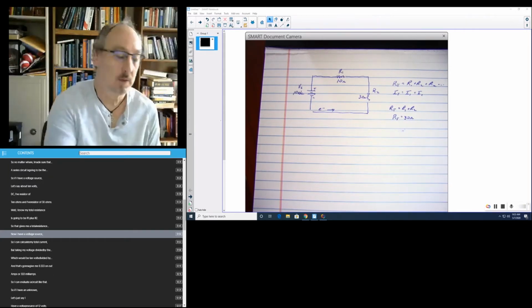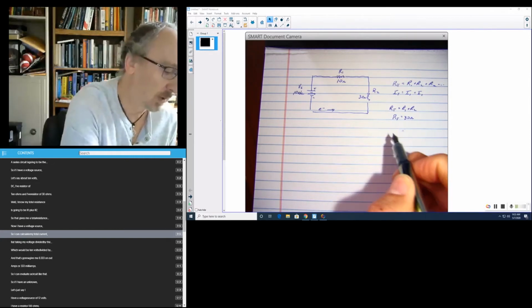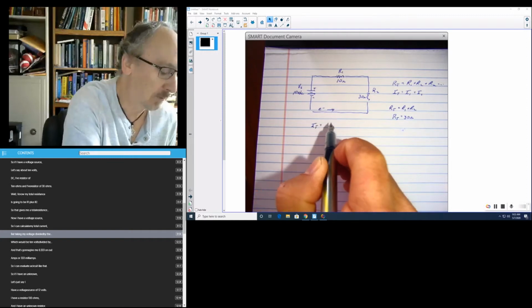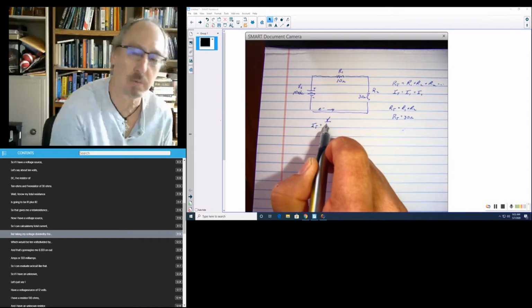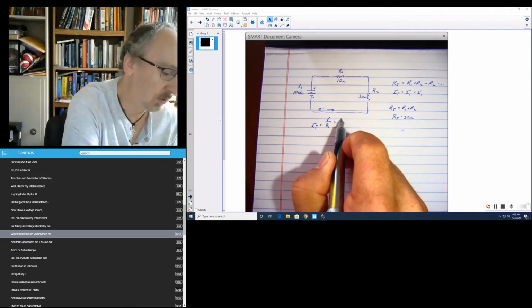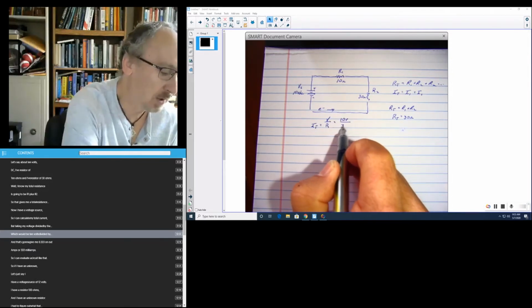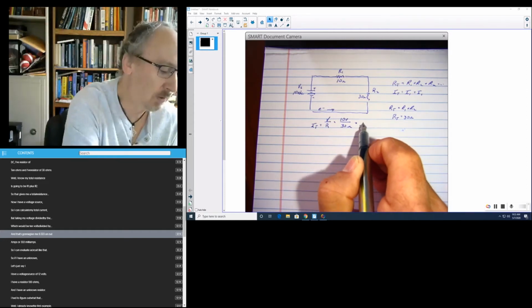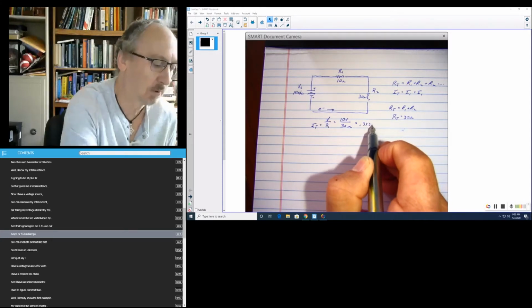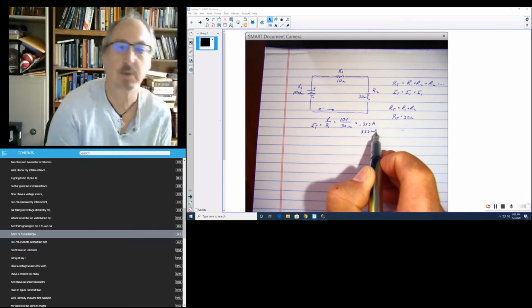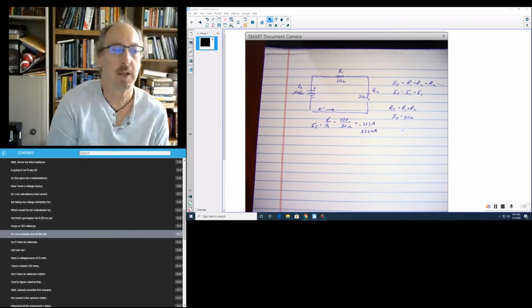Now I have a voltage source, so I can calculate my total current by taking my voltage divided by my resistance, Ohm's law, which would be 10 volts divided by 30 ohms. And that's going to give me 0.333 amps, or 333 milliamps. So I can evaluate a circuit like that.